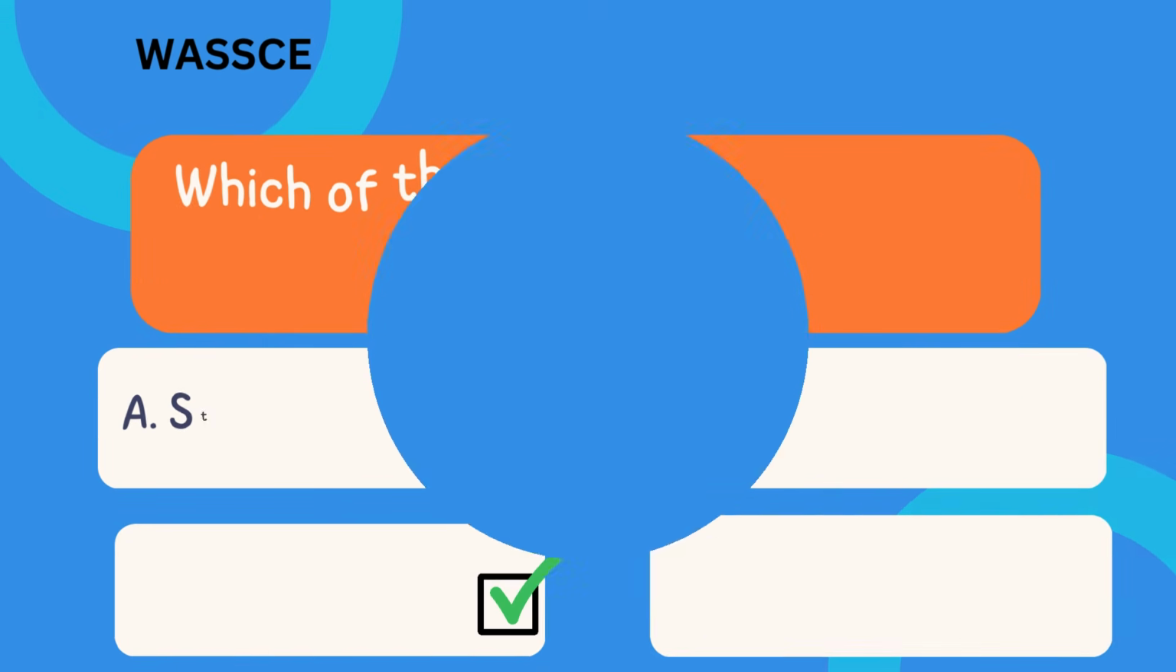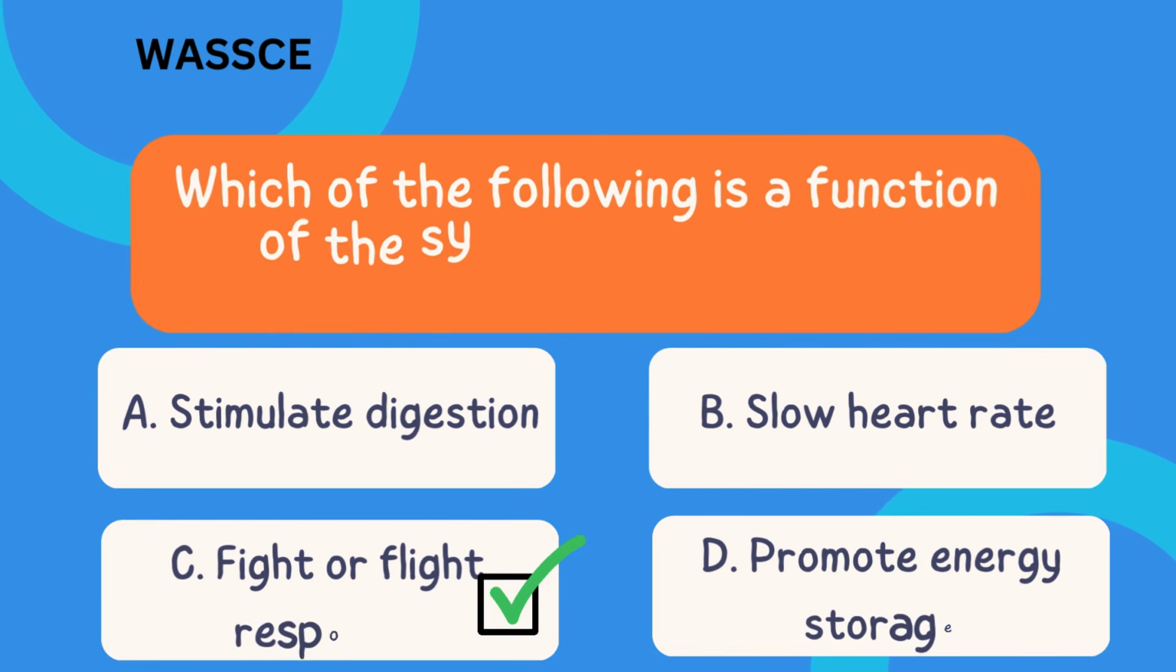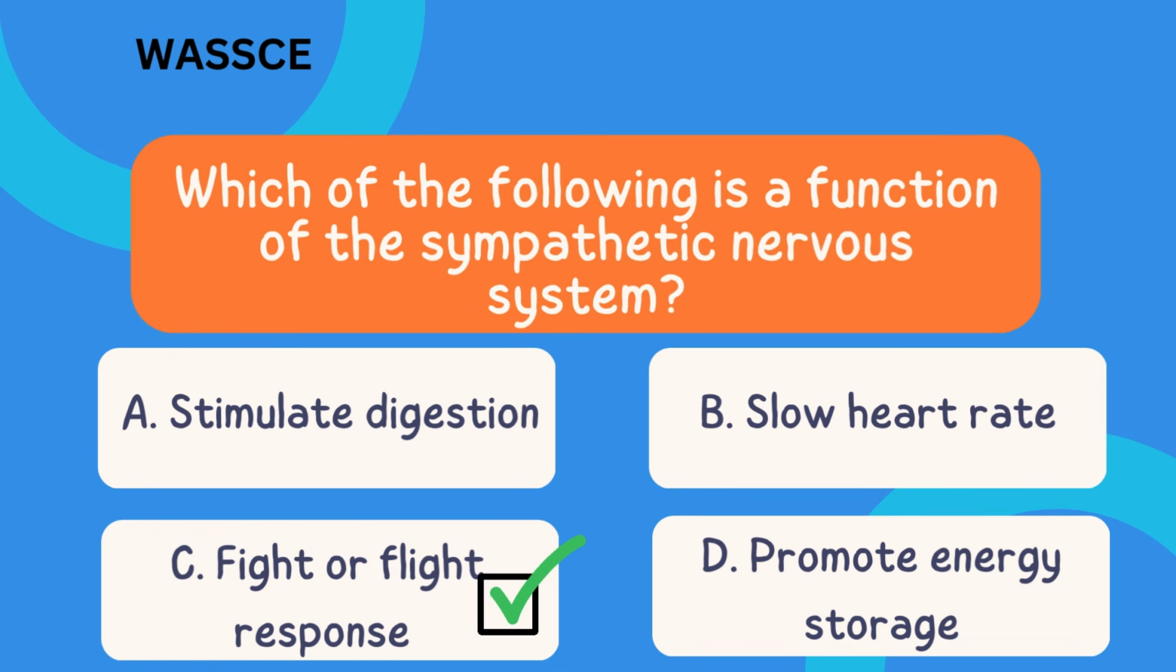The correct option is option C, fight or flight response. Remember, we said the sympathetic nervous system prepares the body for necessary action in time of emergency. It signals whether you should react or fight or take an escape route in a particular situation. Now, option A, option B, and option D are wrong because they are functions of the parasympathetic nervous system.